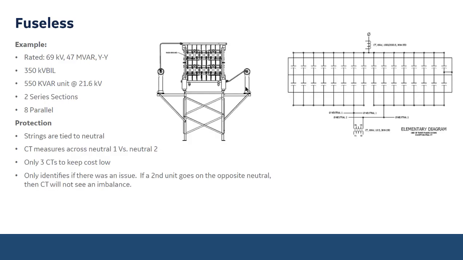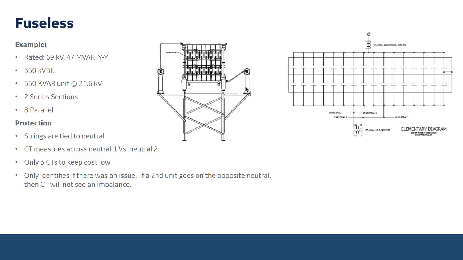This is an example of a 69 kV, 47 MVAR fuseless cap bank, 2 series sections, 8 in parallel. The strings are then tied to a neutral, and the CT measures across neutral 1 versus neutral 2. This is going to be a cheaper solution, but again, with the maintenance, if one capacitor needs to be swapped out, the maintenance team will then need to go through and identify where that capacitor is.